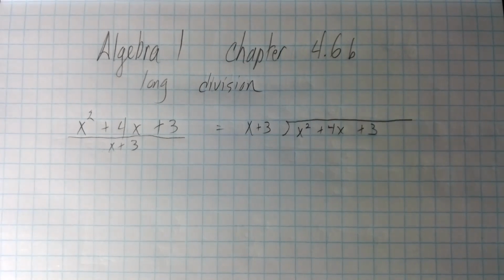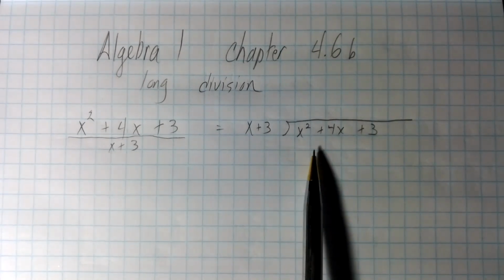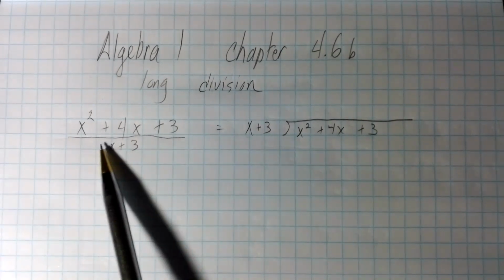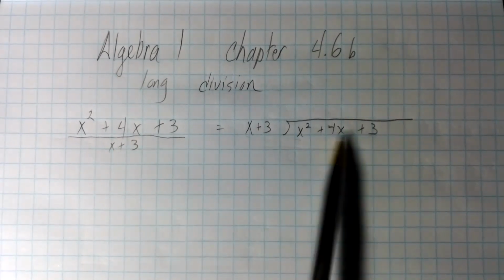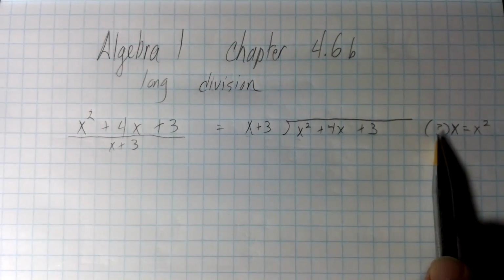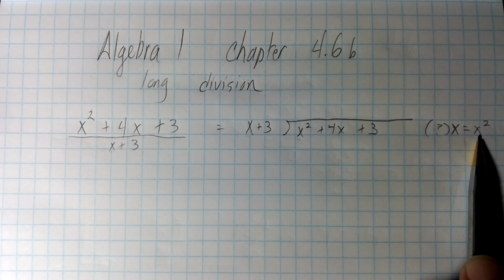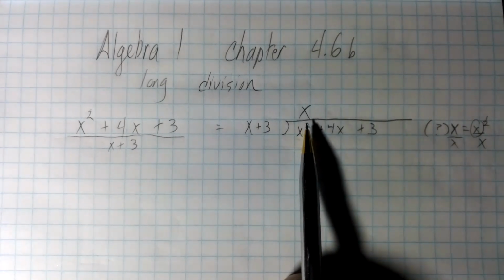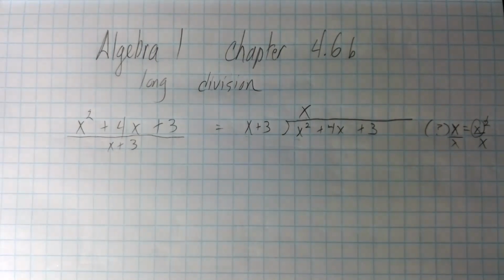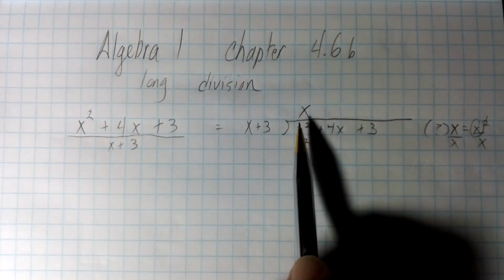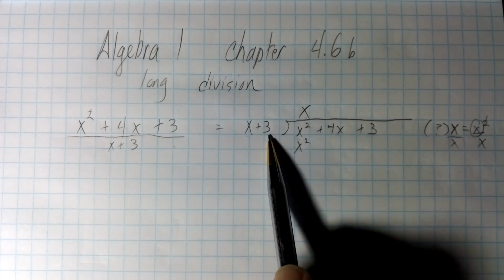Here's how. When we rewrite our problem, we look at this the same way. We have a leading x in our denominator, we have a leading x squared in our numerator. And so the question becomes, what do I multiply by x in order to get x squared? It turns out to just be x. So now x times x gives me an x squared, but I can't forget this 3, so I'm just going to multiply this out. x times 3 is 3x.